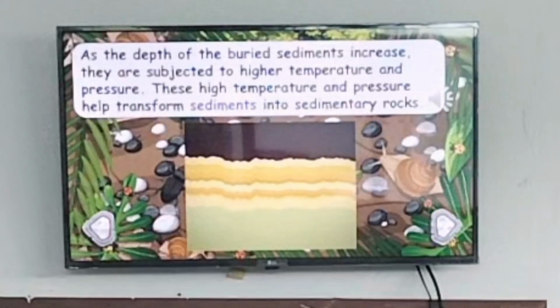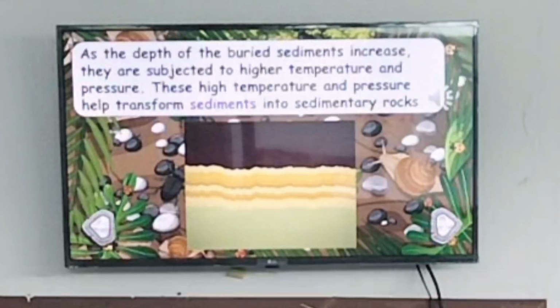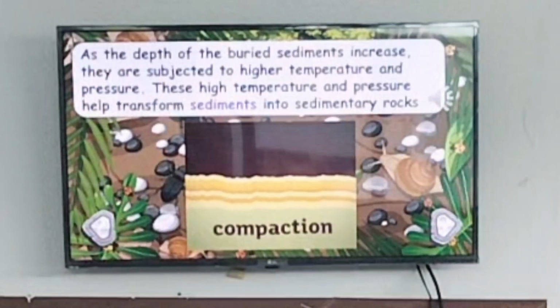As the depth of the buried sediments increases, they are subjected to higher temperature and pressure. These high temperature and pressure help transform sediments into sedimentary rocks.